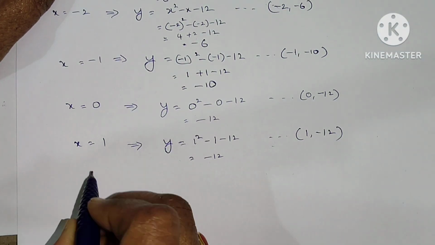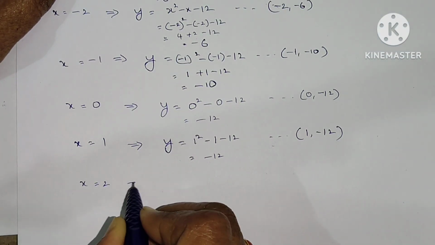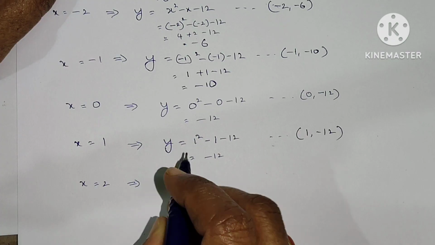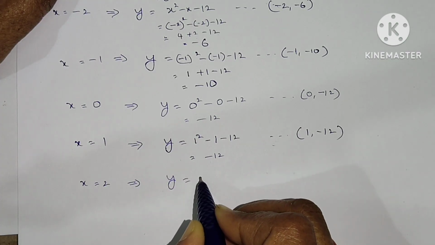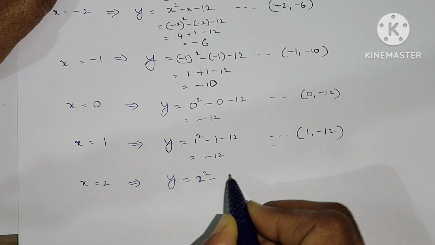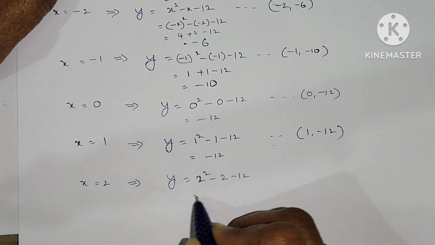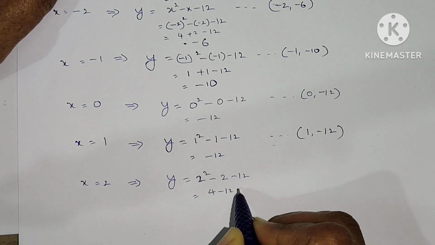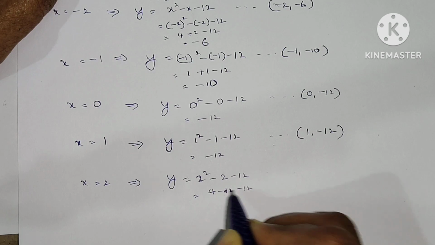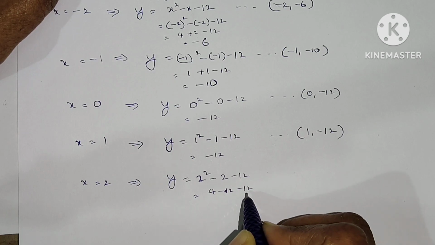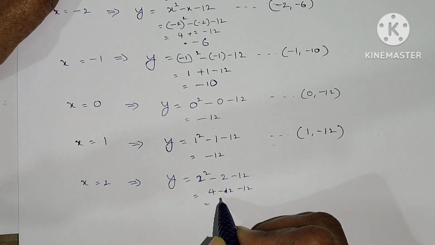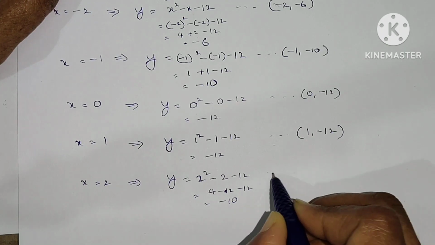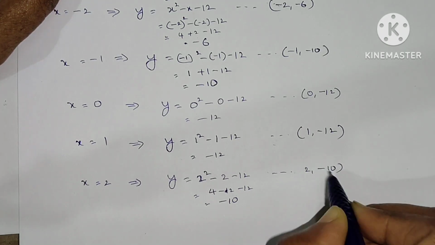Next x equal to 2 means y equal to 2 square minus 2 minus 12. So 4 minus 2 minus 12 means minus 10. So 2 comma minus 10 is the point.